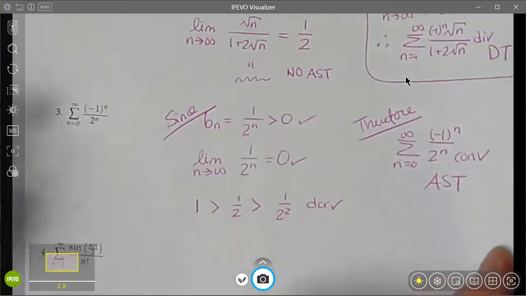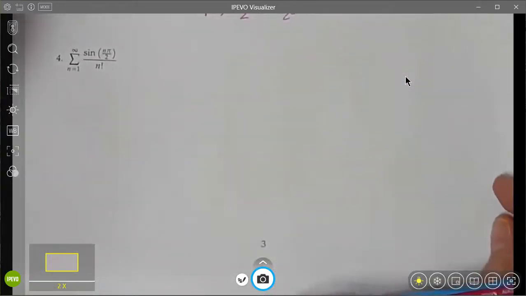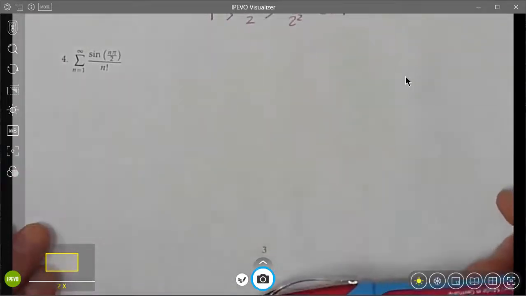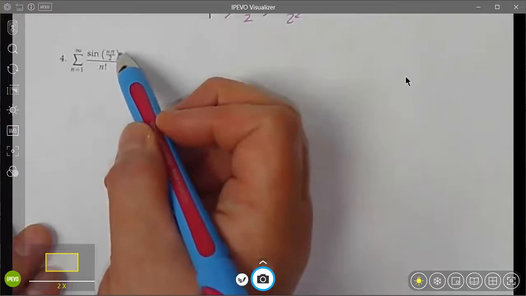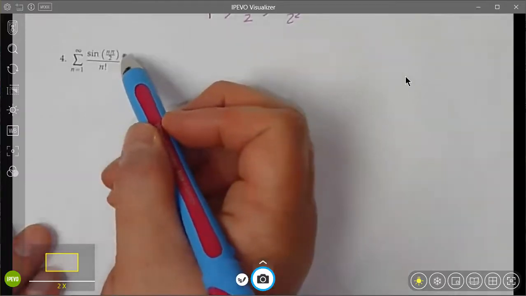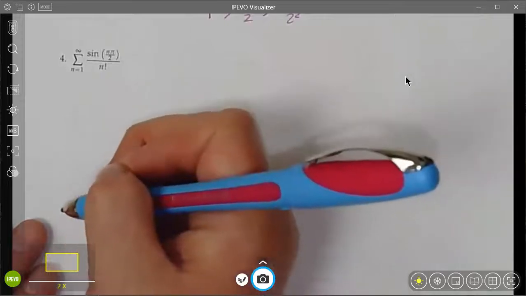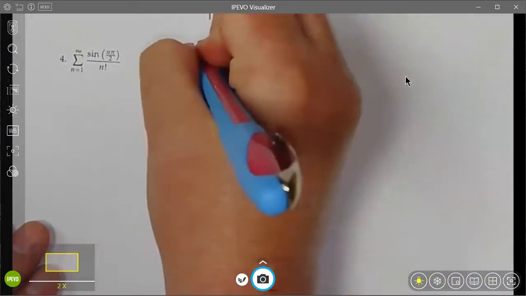So number 4 takes a bit of work. It's probably the hardest version of this you would see on a homework assignment, but I do want to show this to you so you can start to learn some of these tricks of the trade, as they call it. So this sine of n pi over 2 is a little bit confusing. So I want to work out some of these terms so I can see what's going on with my sequence. I think I'm going to line these up here.